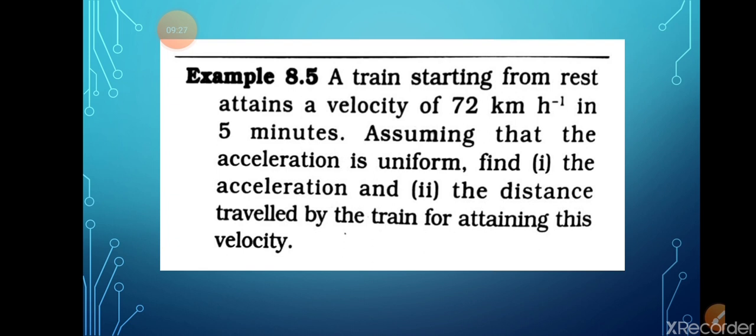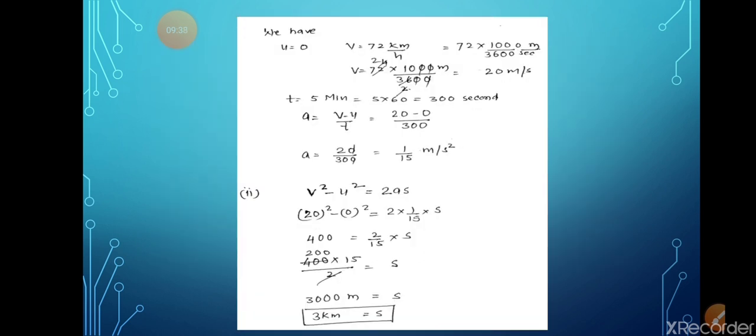So when the question is this, you can convert kilometer per hour into meter per second. When you convert 72 km per hour into meter per second, 72 into 1000 by 3600, 1 hour equal to 3600 second. It becomes 20 meter per second. Time is 5 minutes, that is 300 second, because 1 minute is 60 second. So when you multiply 5 into 60, it becomes 300 second.